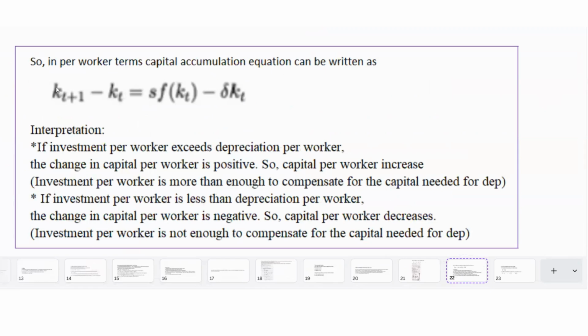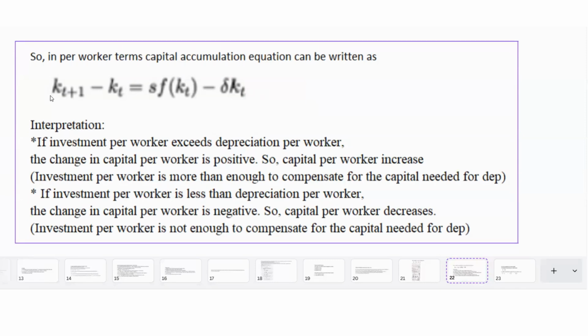So in per worker terms, this was the capital accumulation equation. Change in capital per worker is equal to investment per worker, or equivalently savings per worker, minus depreciation per worker, which is also known as the break-even level of investment per worker. Now, the interpretation of this equation is that if investment per worker exceeds depreciation per worker, then change in capital per worker is positive, so capital per worker increases over time.